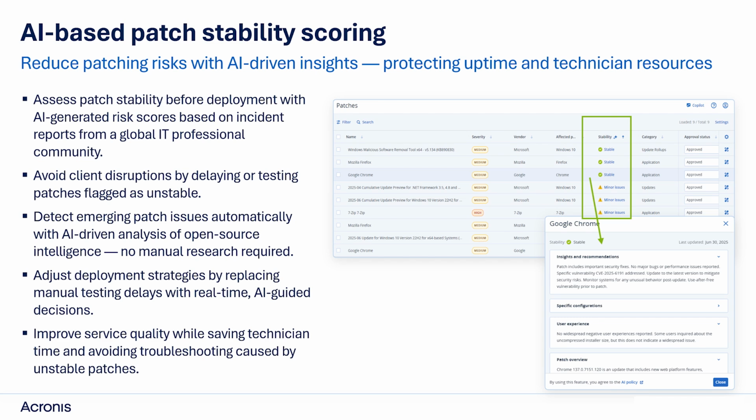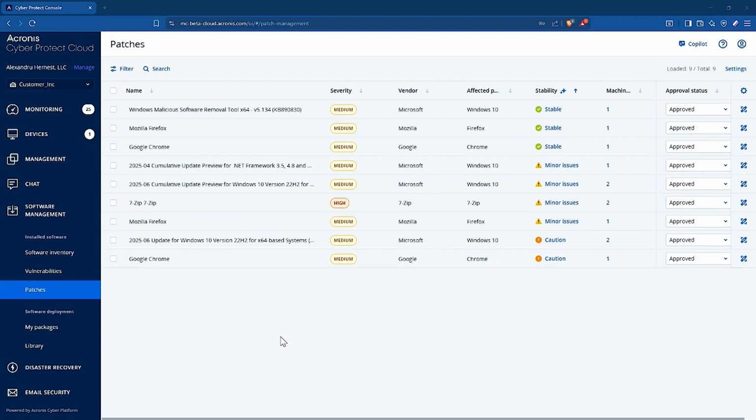Why did we build this feature? Because managing patches across diverse environments is already complex, especially when the impact of a new patch is unknown. That's where AI-based patch scoring comes in. It uses real-world incident data from a global community of IT professionals to generate risk scores before deployment, helping you flag unstable patches and prevent client disruptions. Now, let's take a look at how this works in the console.